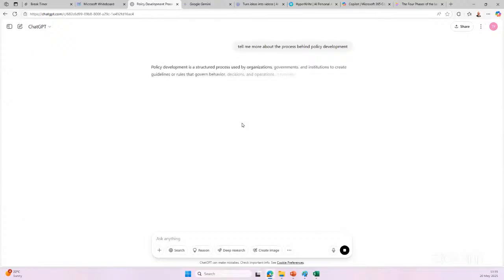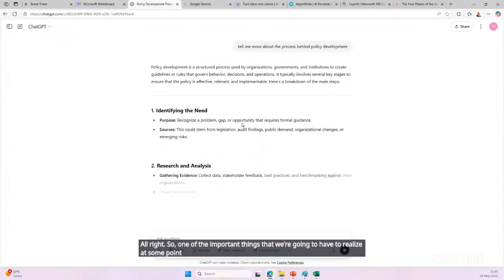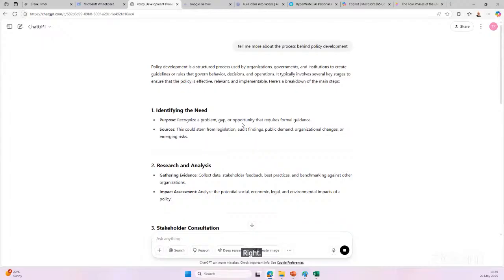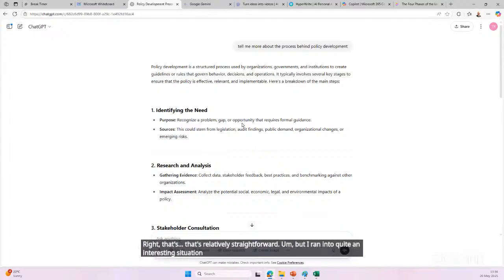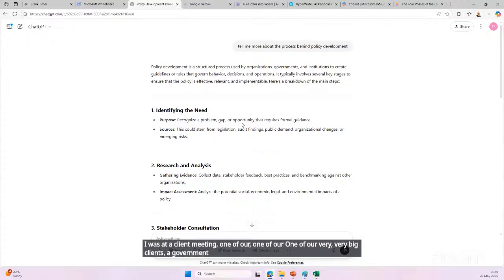Right. So one of the important things that we're going to have to realize at some point in time is that it's not good enough to be able to create a policy. It's easy to ask a Copilot to go ahead and create a policy for me, right? That's relatively straightforward. But I ran into quite an interesting situation a couple of days ago. I was at a client meeting, one of our very, very big clients, a government department.